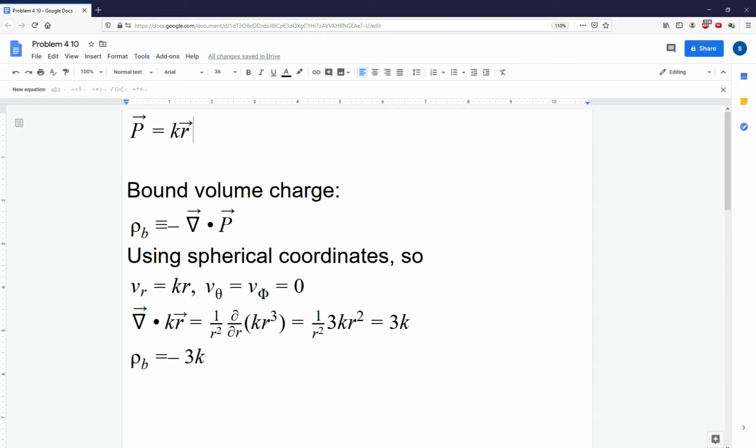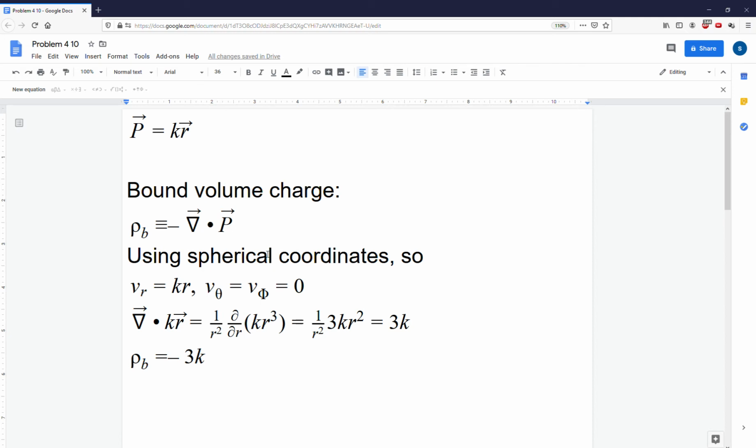First, the volume charge. The volume charge density is equal to the negative divergence of the polarization. The polarization is given as k times r. This is using spherical coordinates. Looking up the spherical coordinates, we see that our polarization vector only has an r component. It does not have a theta or a phi component. And that r component is equal to k times r.